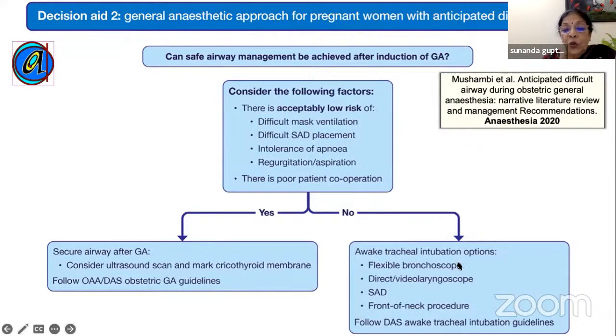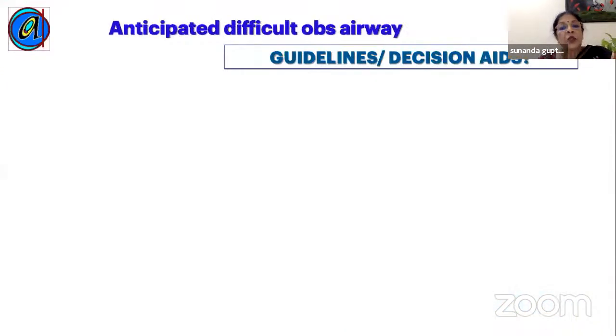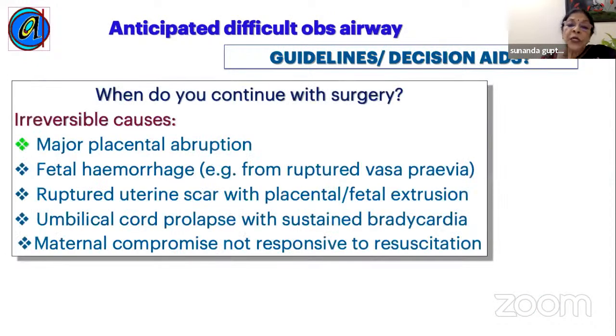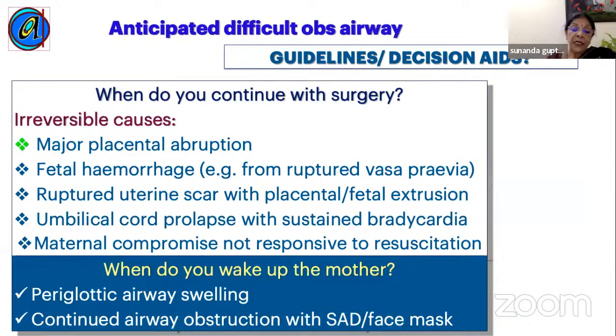Now, if the answer is no, then the awake tracheal intubation options are, you can do it with the flexible bronchoscope, but now they advocate direct video laryngoscope, which uses less time, putting in an SAD or a front of neck procedure. So with these guidelines and decision aids, for the anticipated difficult obstetric airway, you need to decide whether you need to continue with surgery. There are certain irreversible causes, for example, rupture uterus or fetal hemorrhage or placental abruption or umbilical cord prolapse or maternal collapse. In such situations, you will have to continue with surgery, but there are two situations when they say you can wake up the mother.